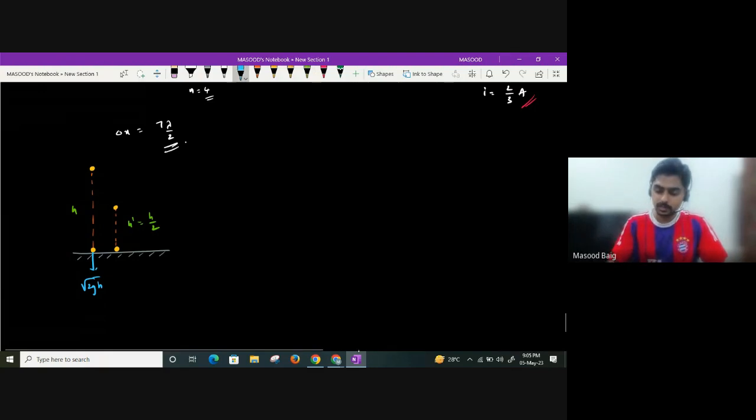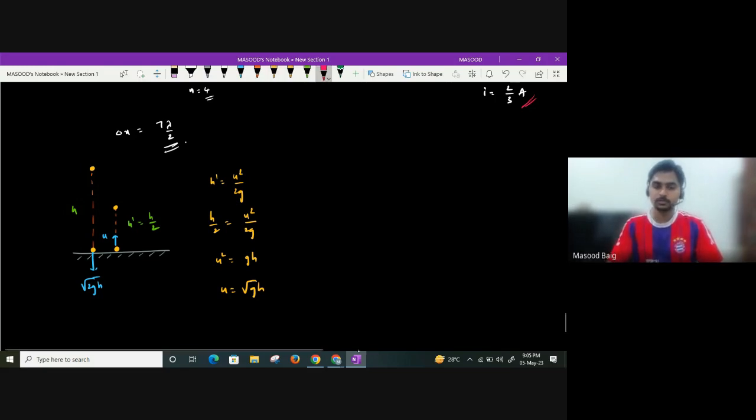So after rebound, will it move with the same speed as it is hitting? No. Let us say it is rebounding with speed u. Whenever an object is projected vertically upwards, the maximum height is u square divided by 2g. So h by 2 can be written as u square divided by 2g. U square will be g into h, so u will be root over gh.